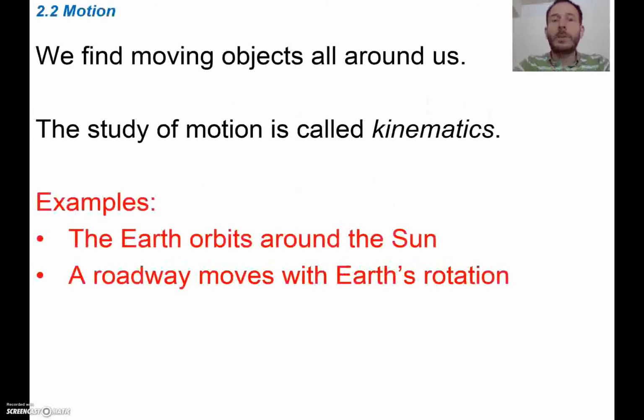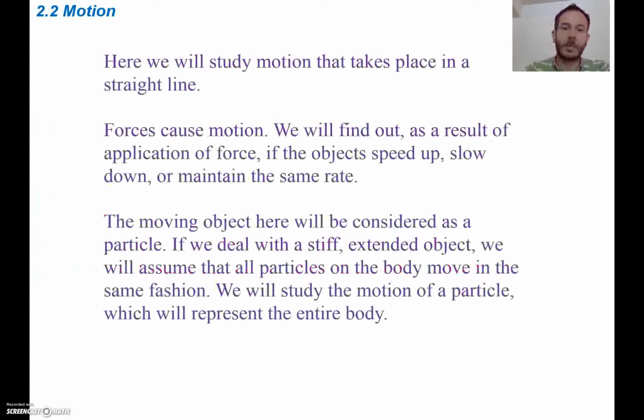Okay, so we know that we find objects that move all around us. The study of the motion of these objects is going to be called kinematics. So a good portion of the mechanics textbook is going to be talking about kinematics, or at least the first bit. Here we're going to be studying the motion that takes place in a straight line. So we're going to start simple.